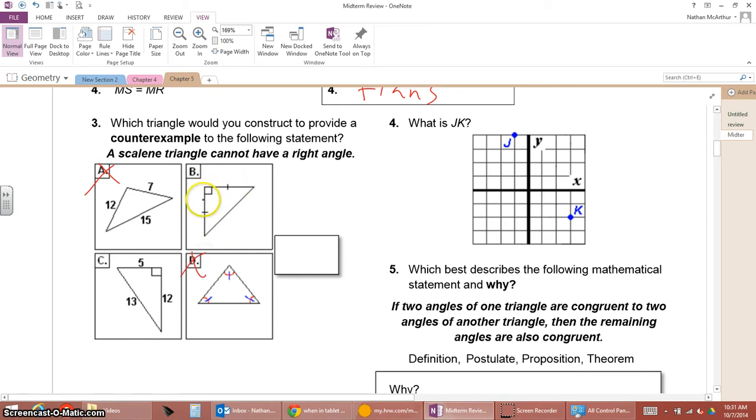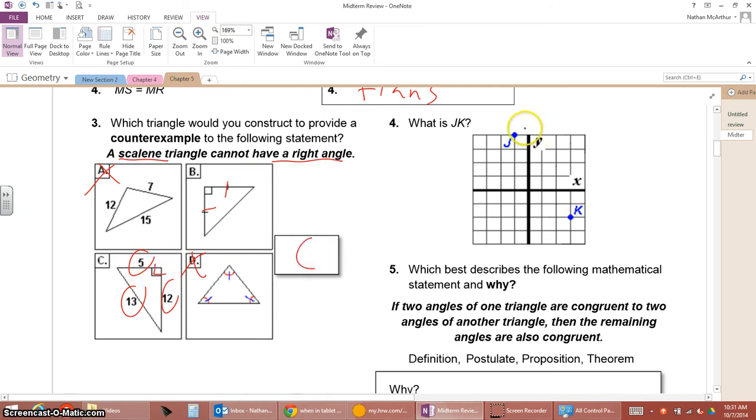So now this one is a 90-degree triangle, but it has two same-sided sides. That makes this isosceles. So it's not scalene. I need a scalene triangle. Here's a scalene triangle. Each side length is different. And is it a right angle? Yes, it is. Therefore, C would be my correct answer.